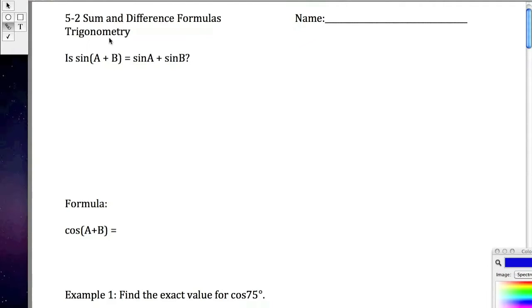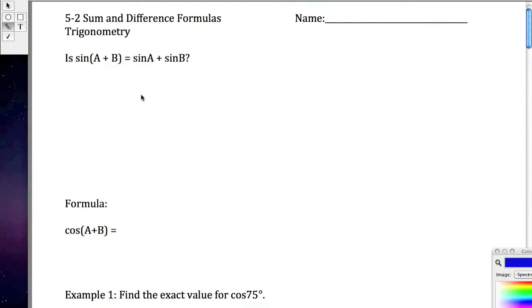This is section 5.2 on sum and difference formulas. Now, what we've talked about so far is proving trig identities, and what we're going to do with this lesson is move into being able to solve more difficult problems by reducing things into compact pieces and knowing some formulas that are going to help us break up these harder problems into easier ones.